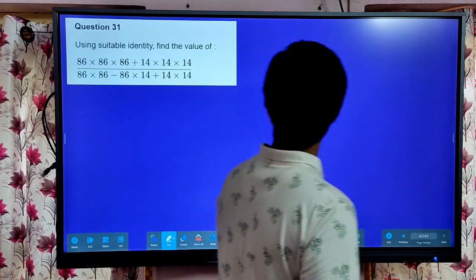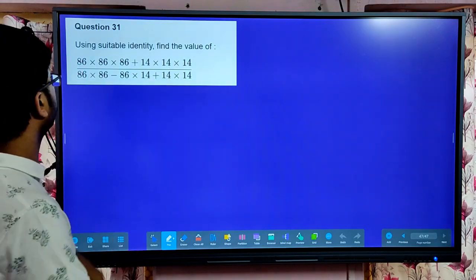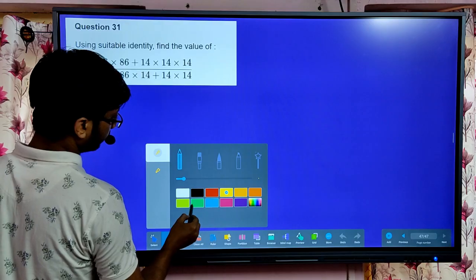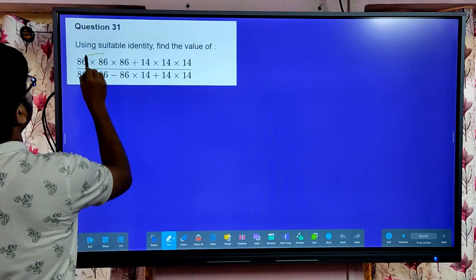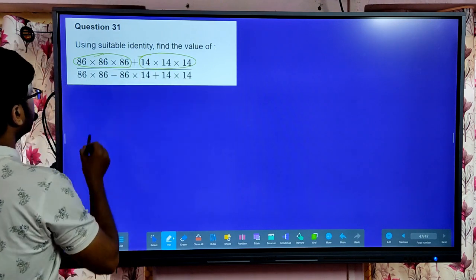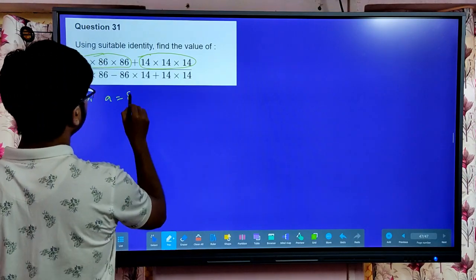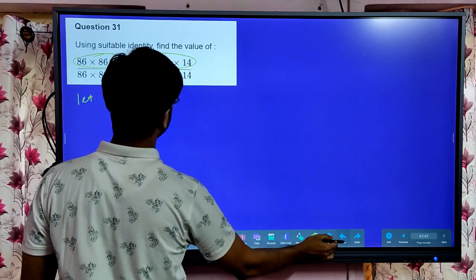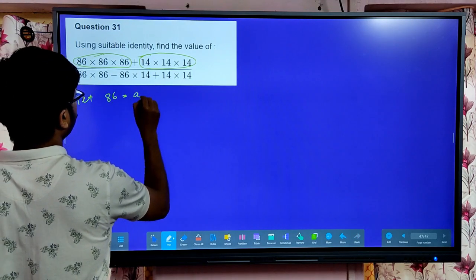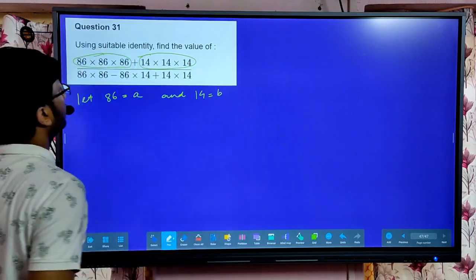So 86 into 86 into 86 plus 14 into 14 into 14. You see, it is very much visible that this portion is A cube. This portion is B cube. So let A equal to 86 and B equal to 14.